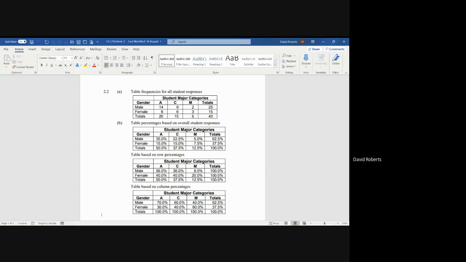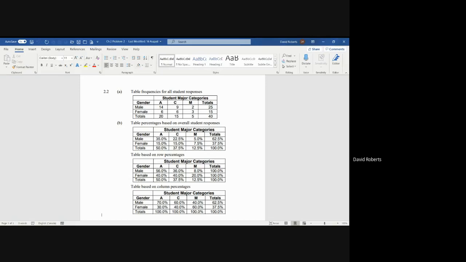In part A, you can see that we record 14 males who are taking accounting, 9 taking computer information systems, and 2 taking marketing. The females are broken down into 6 for accounting, 6 for computer information systems, and 3 for marketing. We have a total of 25 males, 15 females, 20 accounting students, 15 computer students, and 5 marketing students, for a total of 40. So those are in numeric form.